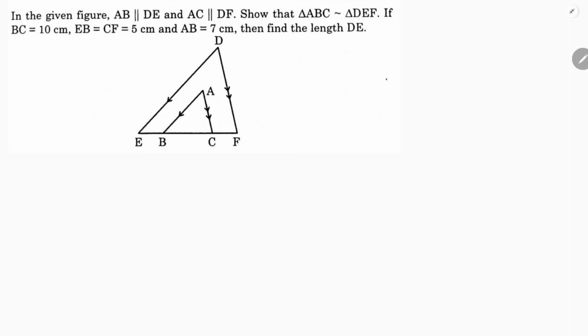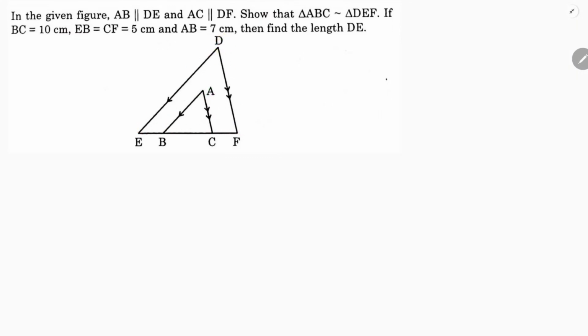In the given figure, AB is parallel to DE and AC is parallel to DF. Show that triangle ABC is similar to triangle DEF. This question was asked in last year's 2026 board paper. So here, triangle ABC is similar to DEF.